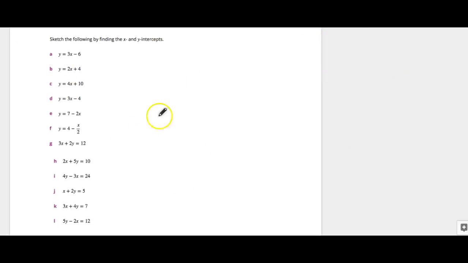Okay, now let's look at h. So h, oh sorry, do g. G is the first one. I'll write g. So we're looking at 3x plus 2y equals 12.